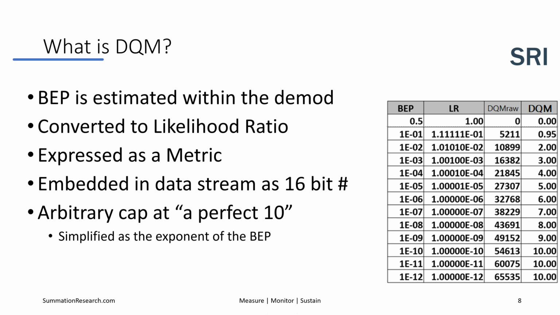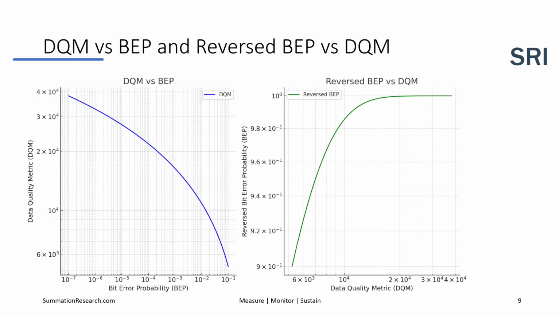By using DQM and DQE together, we not only have a reliable way to estimate data quality, but also a standardized method to transport these metrics with the associated telemetry data, thereby enhancing the efficiency and reliability of the telemetry data processing equipment, such as best source selectors. Let's look at how this data would look on a chart next. DQM versus bit error probability, and then a reverse chart, bit error probability versus DQM.